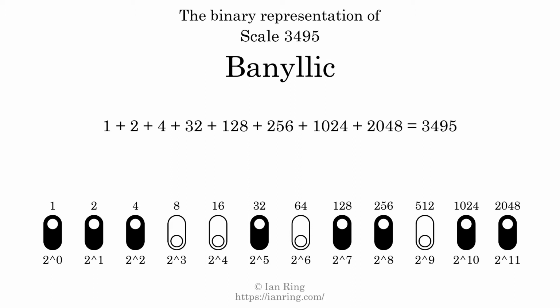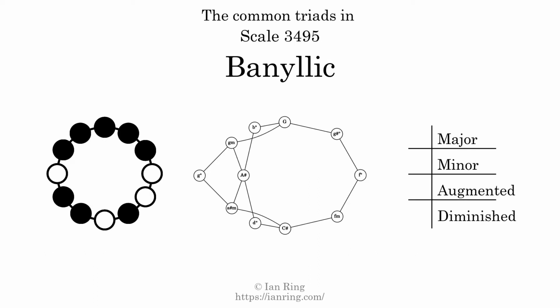That is why the scale number, in decimal, is 3495. The scale number not only enumerates the scale with a unique index, but it also literally describes the tonal content of the scale. Represented as a binary number in base 2, the scale number is 1101101001111. Here are the common triads present in this scale.